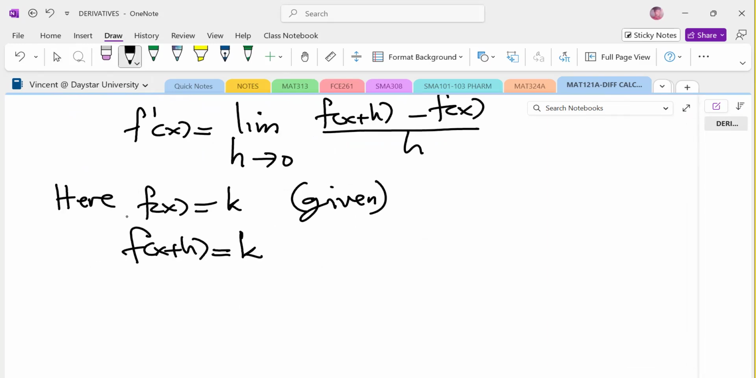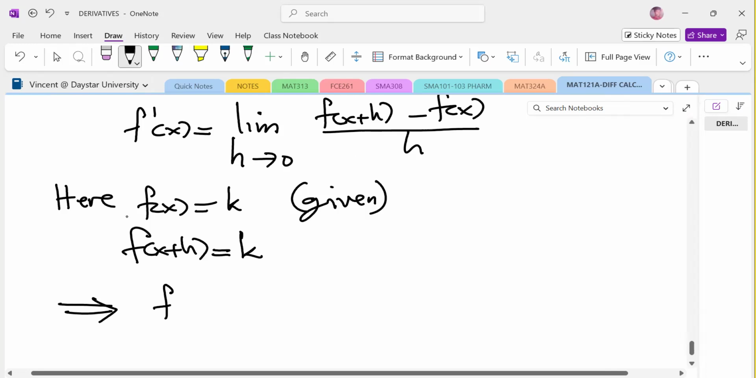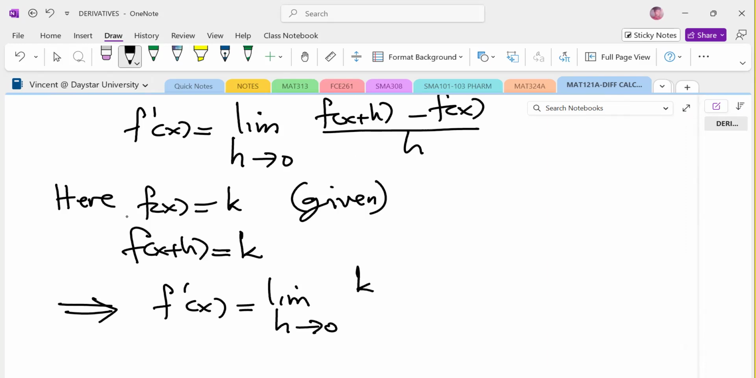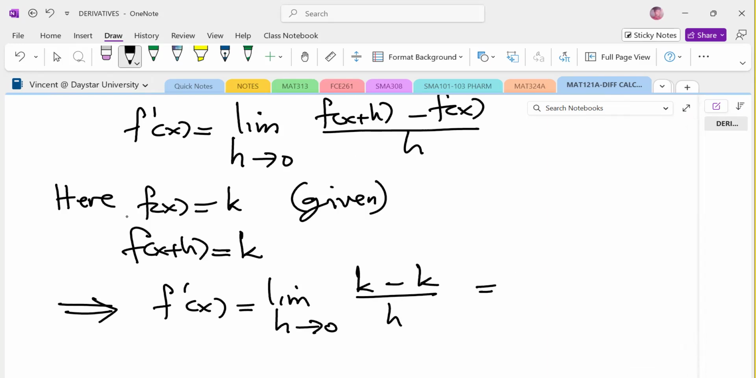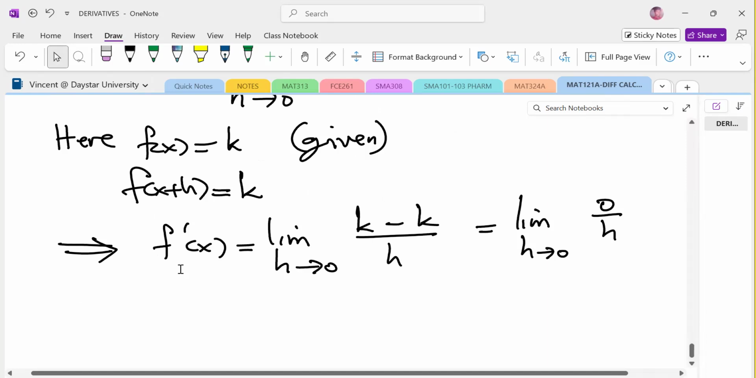So this will mean that the derivative will be the limit as h approaches 0. F of x plus h is k, f of x is k, then divided by h. So k minus k is 0. So I'll have the limit as h approaches 0 of 0 over h. Then 0 divided by h is 0. So I'll have the limit as h approaches 0 of 0, and this will be 0.